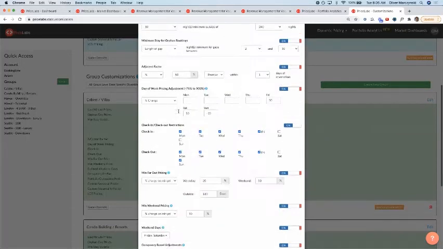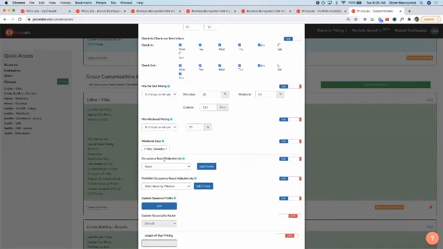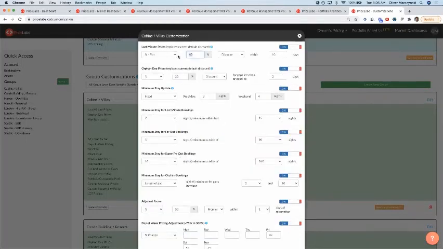Last minute prices and orphan day prices, and occupancy-based adjustments, these do stack up on top of each other. So if you have, let's say, a 15% discount due to low occupancy and a 20% last minute discount, those will stack up on top of each other here. A few examples. Do let us know if you have any other specific examples you want us to look into here.